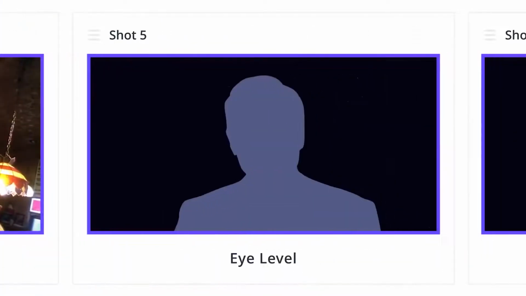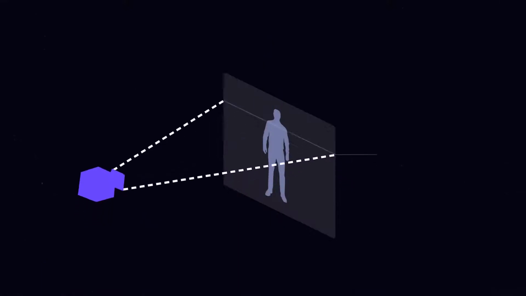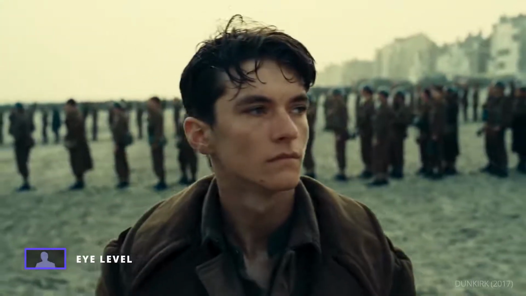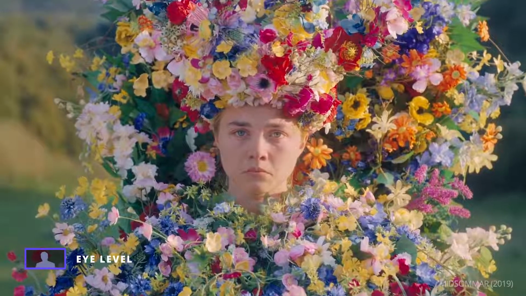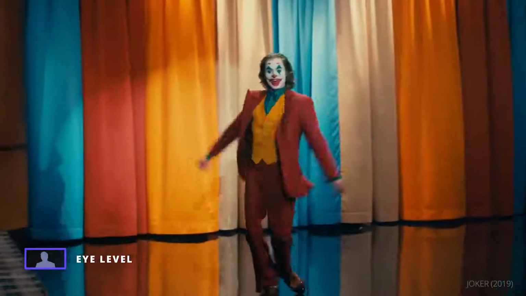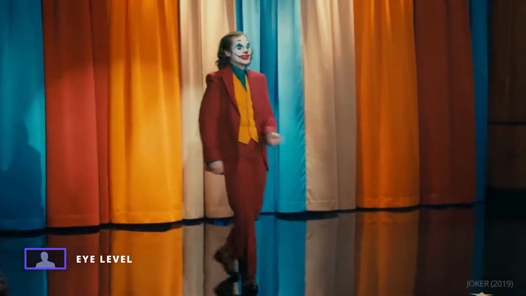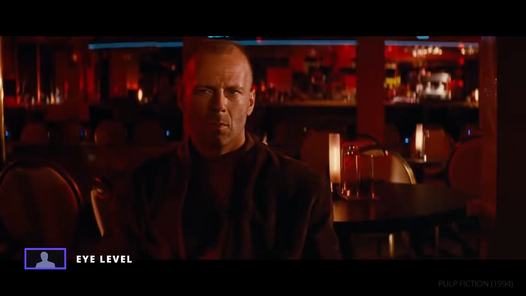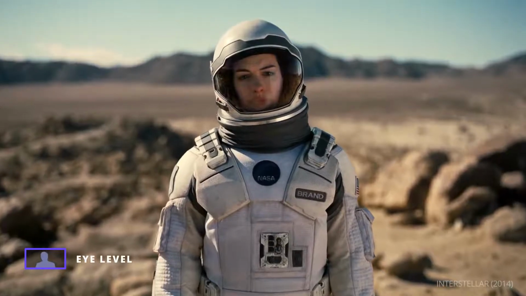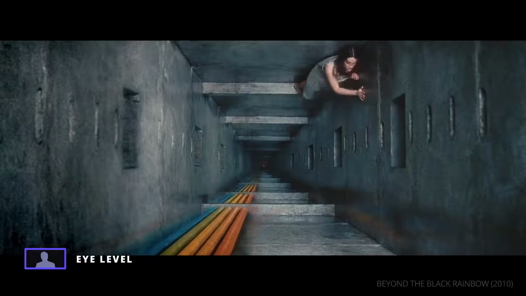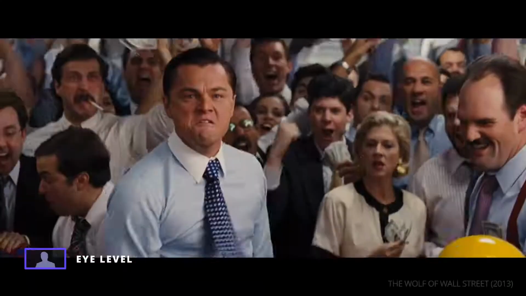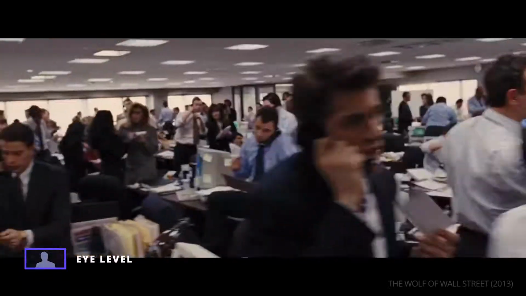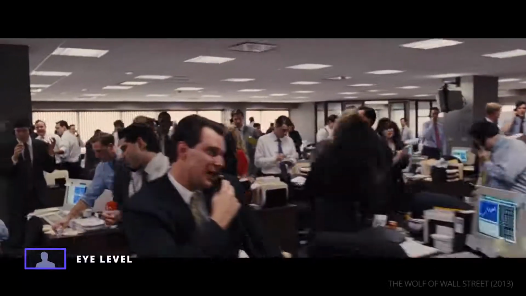Moving on. The eye level shot. Shooting at eye level is perhaps the most commonly used camera height. For the audience, it is the most natural height to regard a character. An eye level shot doesn't impose judgment on a character in the way a high or low angle shot does. But that doesn't mean it can't be engaging or dynamic.